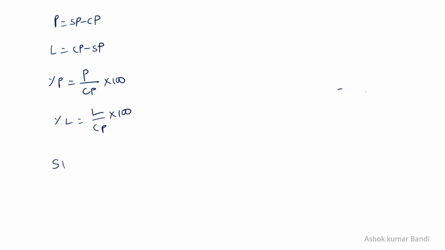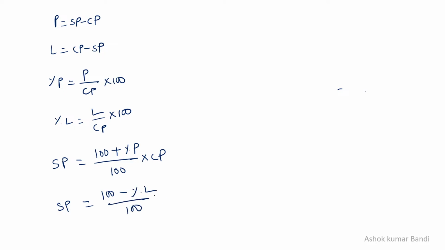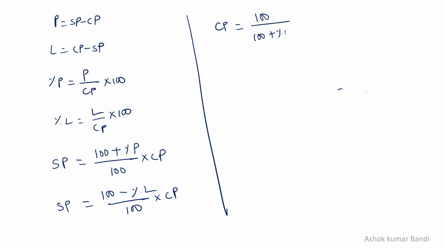Sometimes you will know the cost price as well as profit, and he will ask you to find out selling price. Then you can use this formula. Selling price equal to 100 plus percentage profit by 100 into CP. Let us take you got a loss while selling. You know the loss percentage as well as cost price. Then how are you going to find out the selling price? 100 minus percentage loss by 100 into CP. Similarly, let us say you want to find out cost price when you know the selling price. Then 100 by 100 plus profit into SP. If there is a loss case, you can use this one: 100 by 100 minus percentage loss into SP.